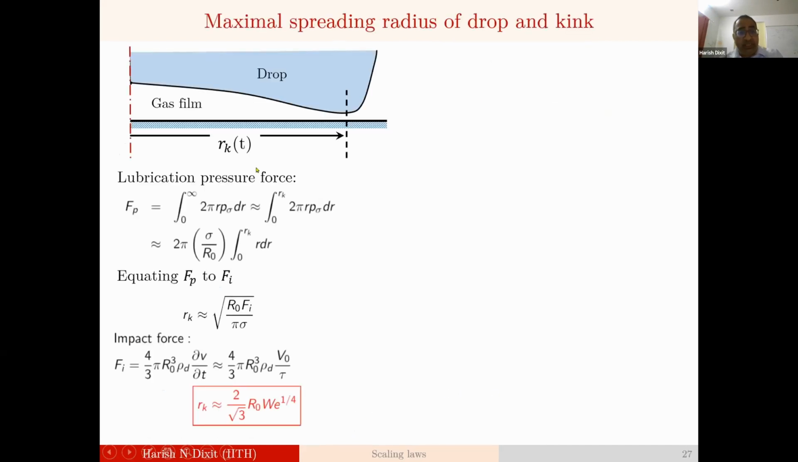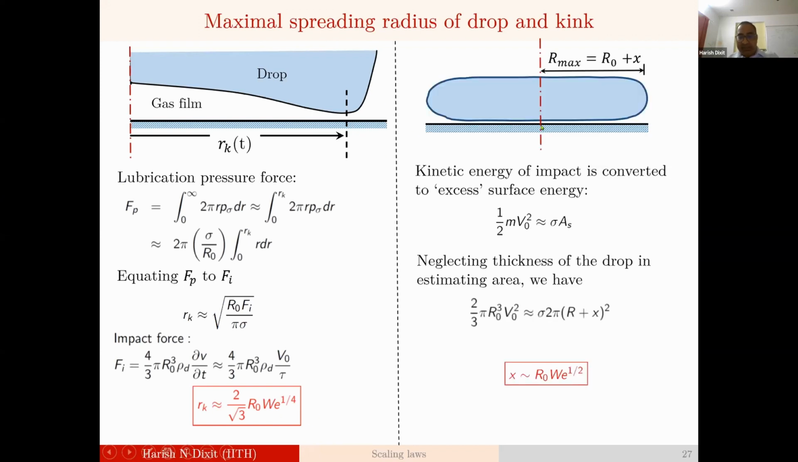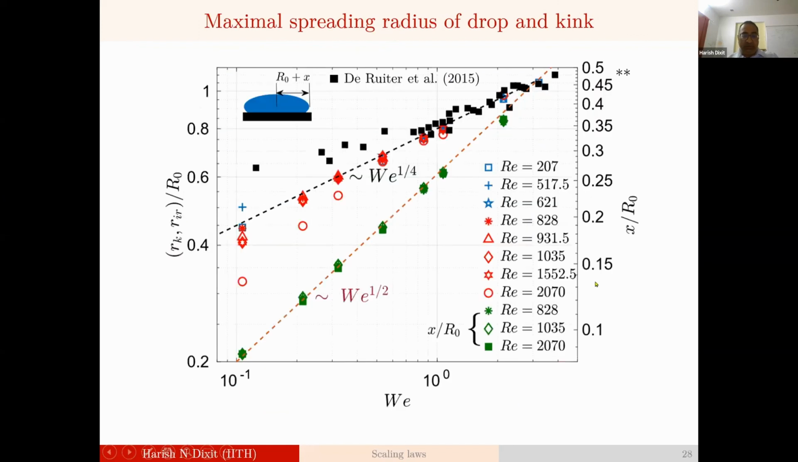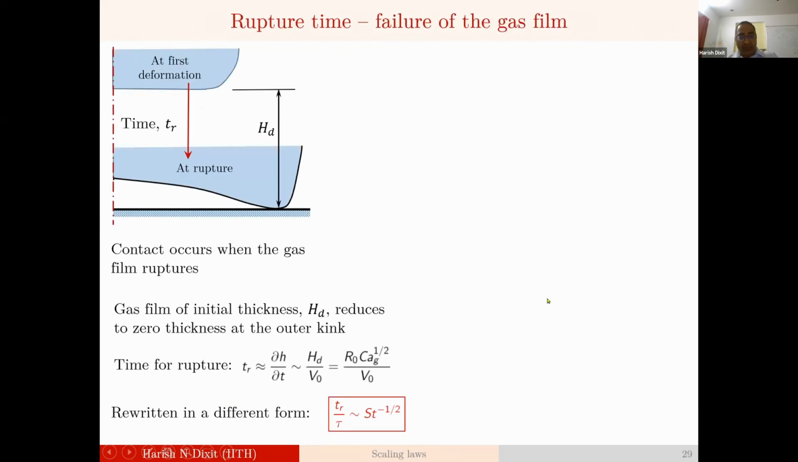When it comes to the radius of the kink, we again do a balance of the pressure of the gas layer with the weight of the impact force. And by doing a balance of this, we can show that the kink, the point at which the minima occurs, goes like Weber to the power 1/4. And I'll skip the radial extent, which was done by David Carey's group. The radial extent of the gas film goes like Weber to the power 1/4, which is our simulations, and the solid ones are data that we have extracted from experiments. Again, this scaling law does fairly well.